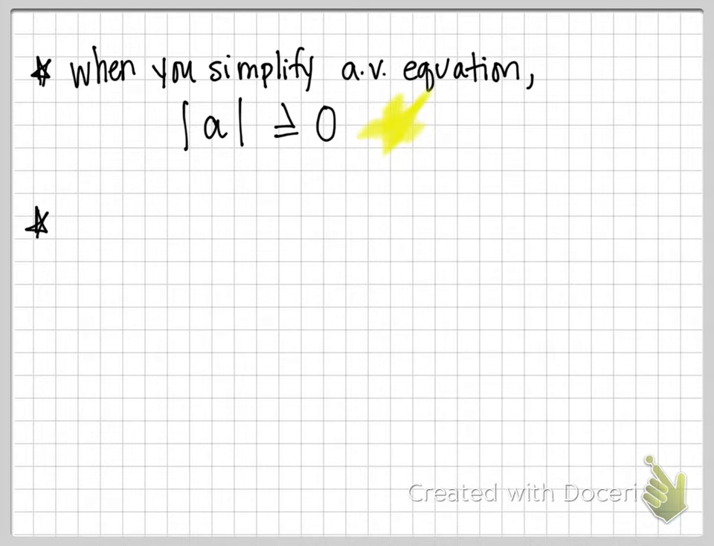So if it was a equals -4, there would be no solution. If it said the absolute value of a, with those absolute value signs, equals -4, then you're correct. That would be no solution. No solution is what we would say. So if anything of the variable goes to a negative, it's not going to be.